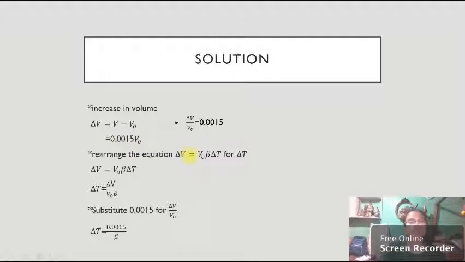After that, we're going to rearrange the equation delta V equals V sub 0 beta delta T for delta T. So we need to look for delta T, and we're going to rearrange it with respect to delta T. So we're going to have an equation of delta T equal to delta V over V sub 0 times beta. Then we're going to substitute this for V sub 0, so it will be 0.0015 over beta.